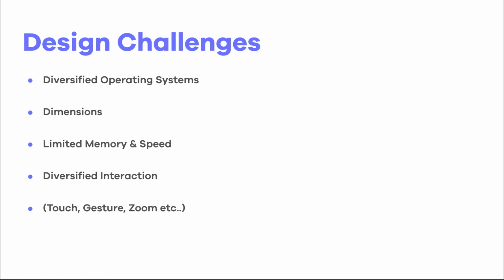The third thing is limited memory and speed. When we are designing for a mobile app, we should not utilize more memory. When an app uses more memory, people will kill our app. So we need to understand how mobile works, and not only memory, we also need to understand the sizes.